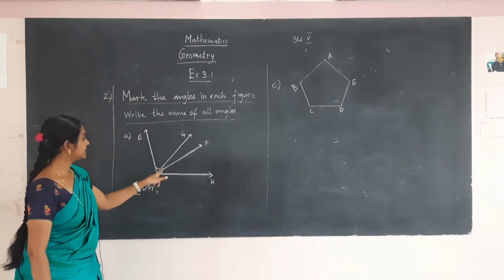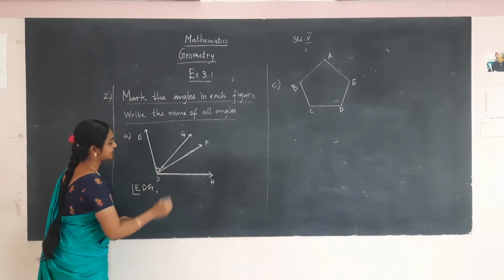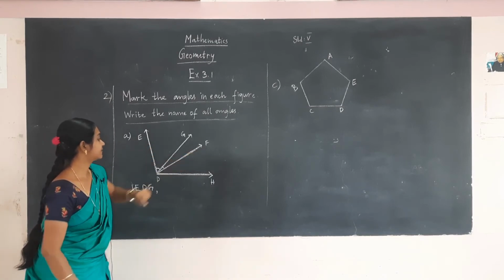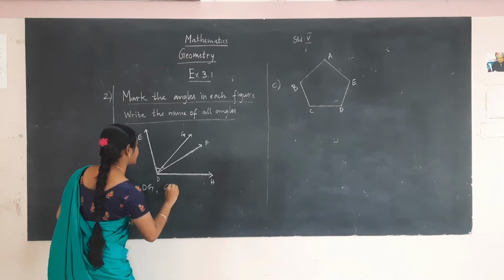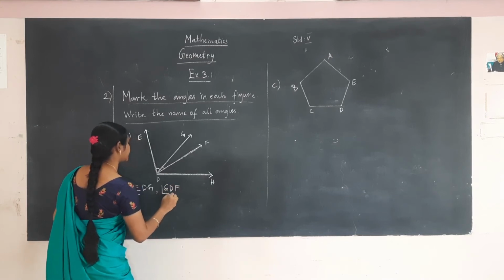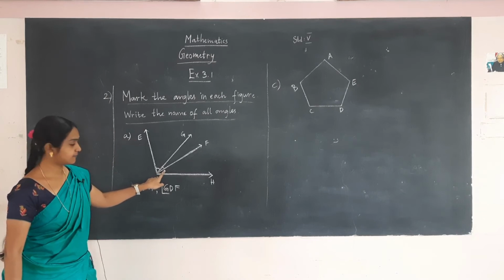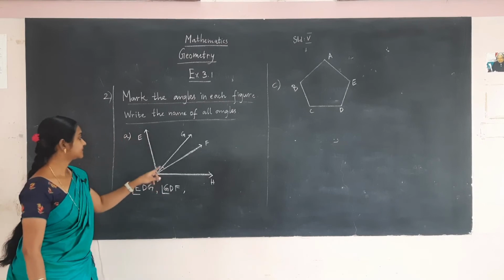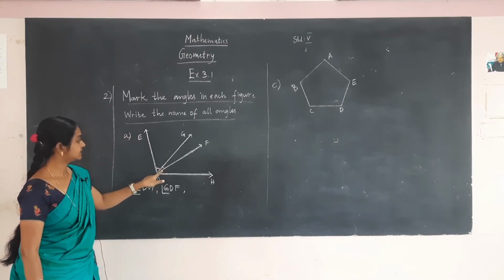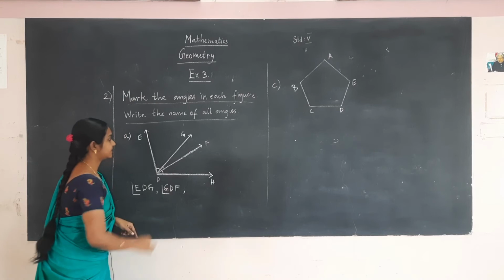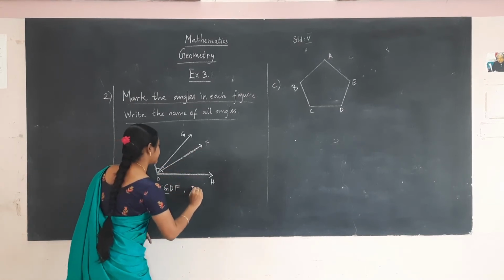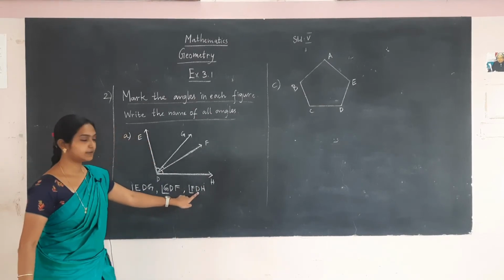Second, we have an angle here in this place, that is GDF. In D an angle is formed, so D should be written in between. Here we have an angle, that is FDH. D should be written in between.